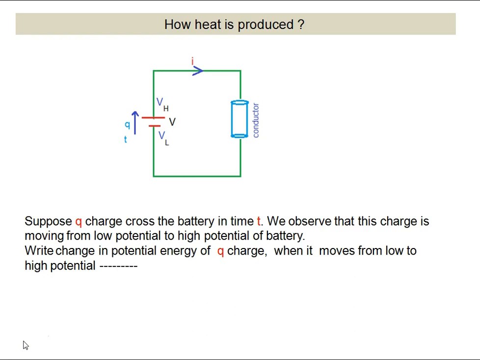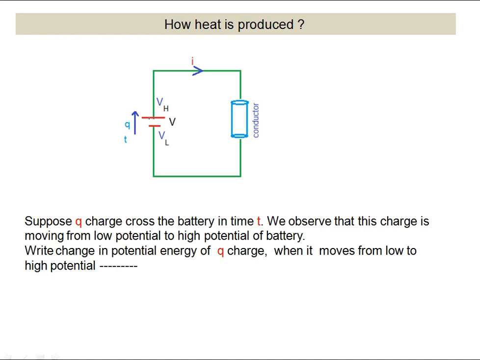We observe that this charge is moving from the low potential zone to the high potential zone inside the battery. Now all of you know, it is not easy for the charge to move from the low potential end to the high potential end. It means the battery has to supply some energy. Charge has the tendency to move from the high potential to the low potential zone, but inside the battery it is moving in the opposite direction, so definitely some work is being done.